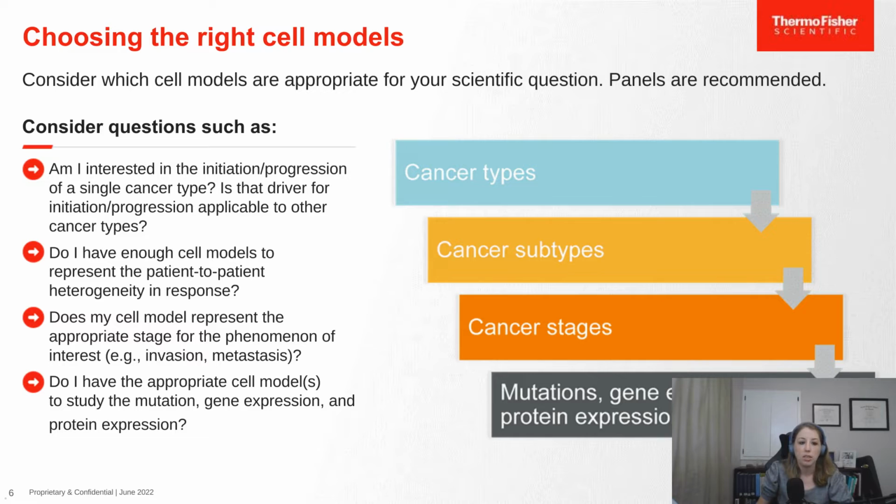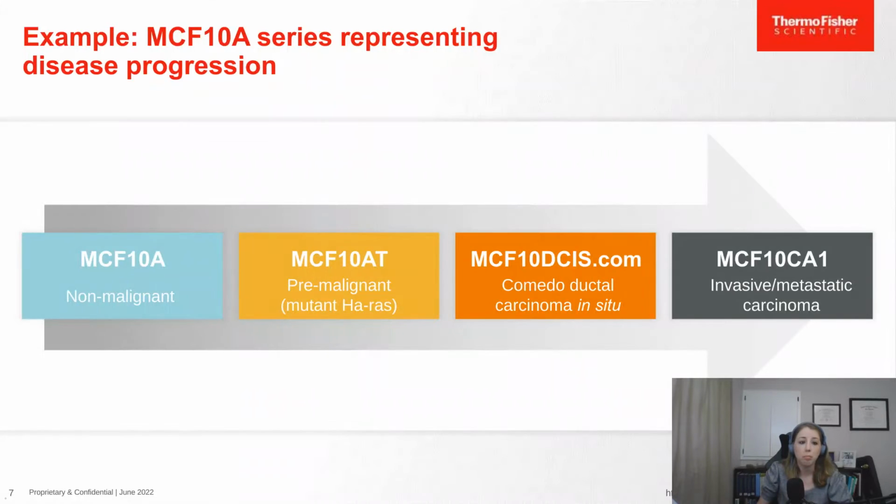It is important that you think through which cancer cells best address your research questions, and remember that several different cell models are often needed. These panels of cancer cells are popular for investigating several cancer types at once, several subtypes within a cancer indication, or to represent patient-to-patient heterogeneity for a given cancer type. This is an example of one such panel.